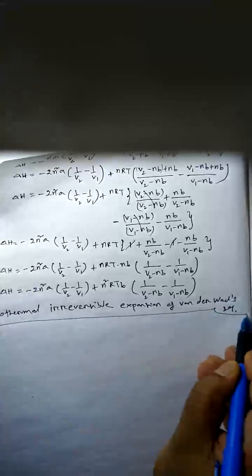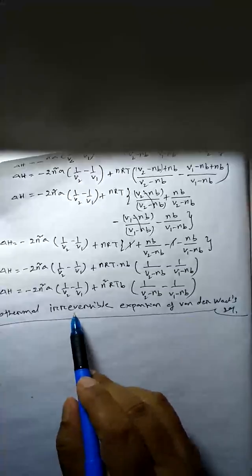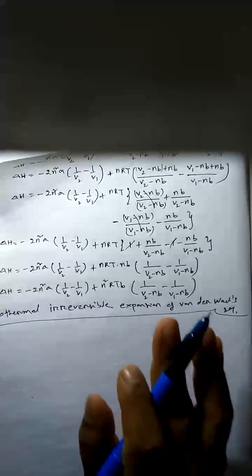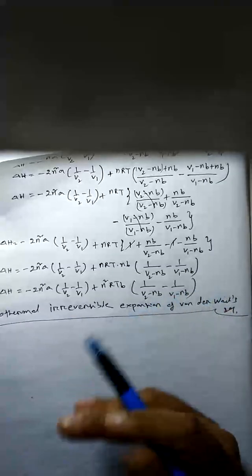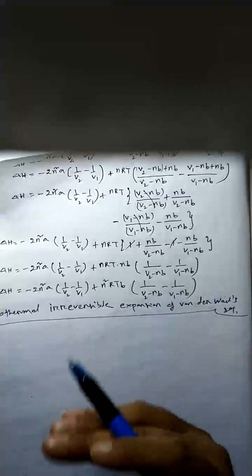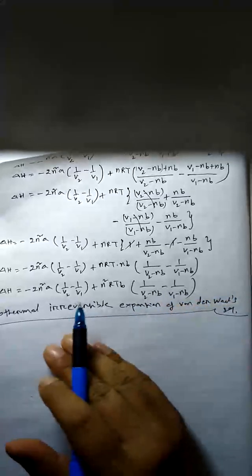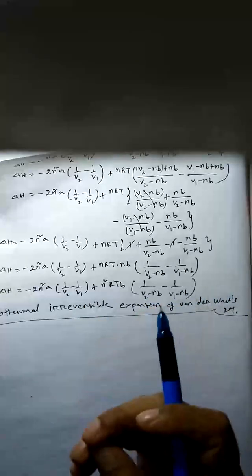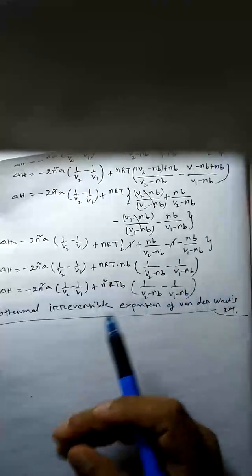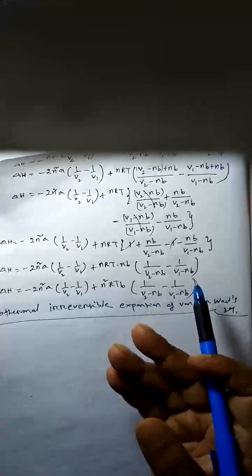Isothermal means you have to keep temperature constant. Irreversible means all reactions in our nature are irreversible. Whatever we do, it is irreversible. Human aging is irreversible. It cannot come back. When you take food, it is irreversible, because the food will not be generated again from your stomach.